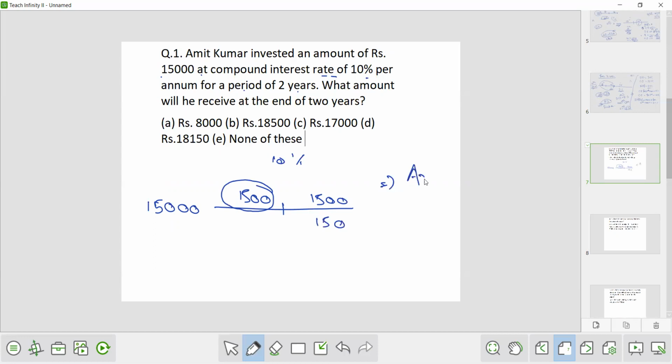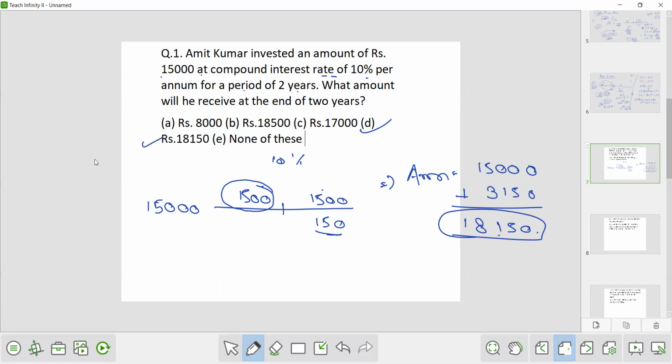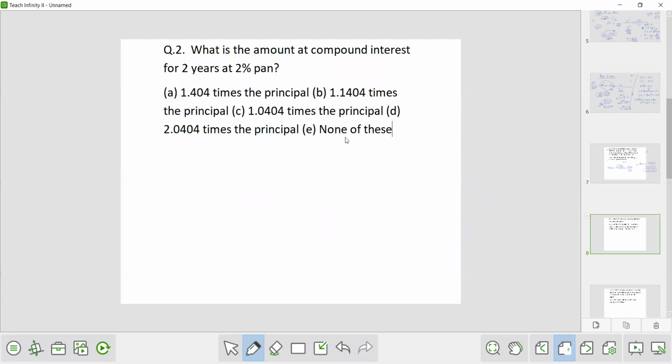So what is the amount? So amount is 15,000 plus 1500 plus 1500, that is 3,000, and 150, that is 3,150, that is 18,150 is the answer. So by this way you can solve the question very easily and error free. So here you will not require a lot of calculation, and you will solve the question on the basis of the concept. So I think, friends, that your question number 1 is clear to all of you.